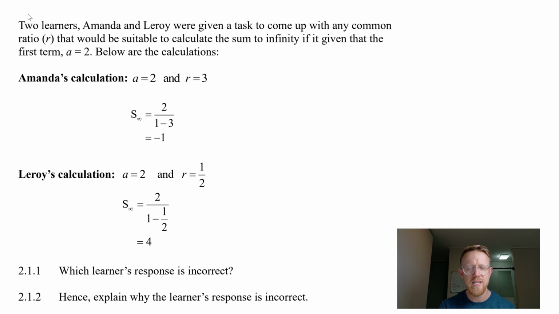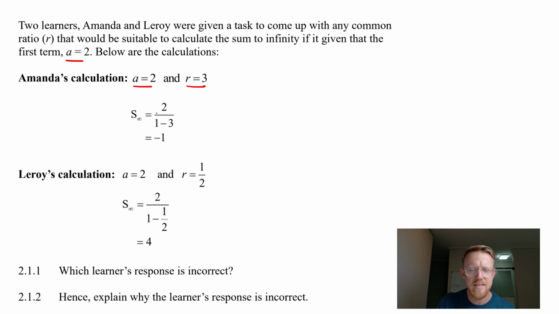Below are the calculations. Sorry, guys, I've read this 4 times and I still don't know what I'm reading. Two learners, Amanda and Leroy, were given a task to come up with any common ratio that would be suitable. So they have to find the value of R, given that the first term A is 2. Below are the calculations.